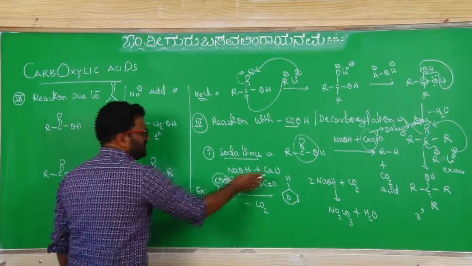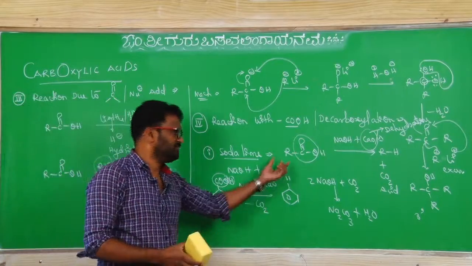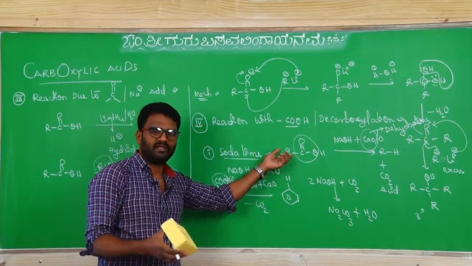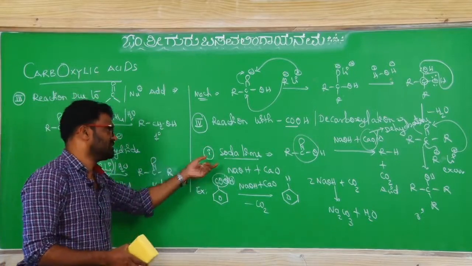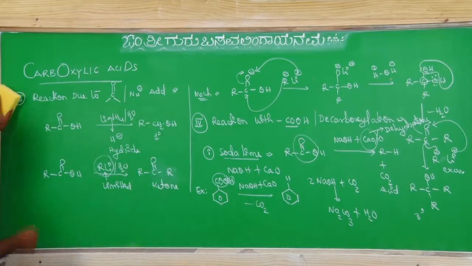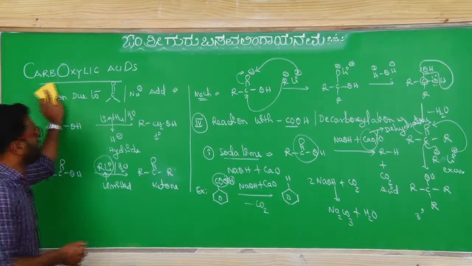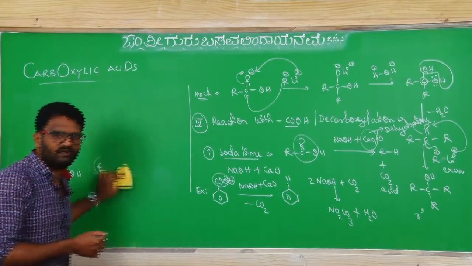In place of R, if you put an aromatic group, you will get the corresponding aromatic hydrocarbon. If you take an alkyl or any aliphatic group, you will get the corresponding aliphatic compound. So this is the basic reaction, one decarboxylation reaction with soda lime. Next, decarboxylation. I think you had a discussion in the preparation of alkanes.